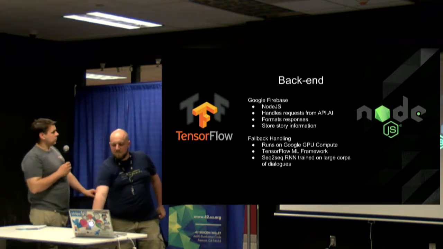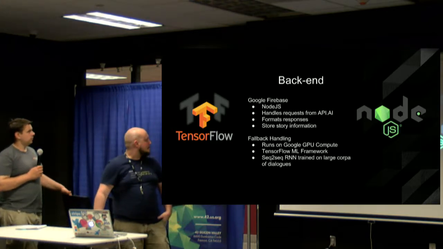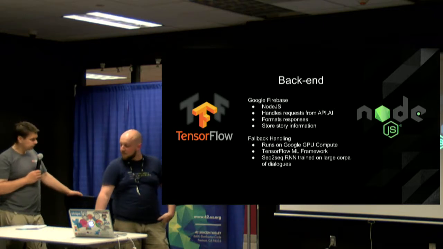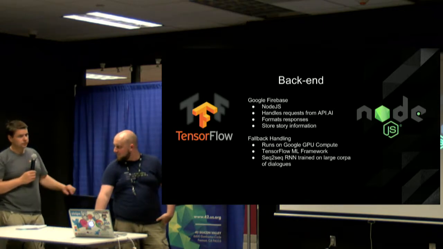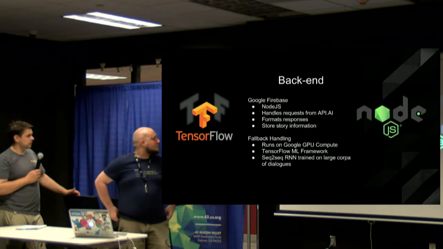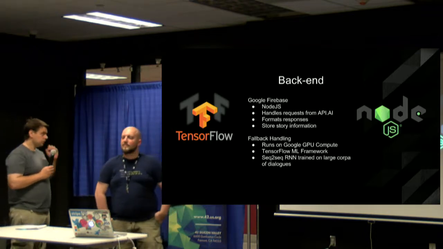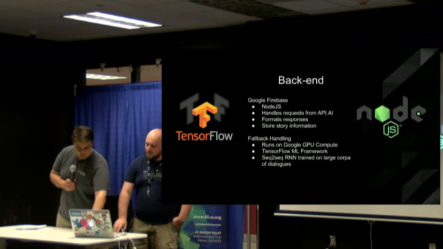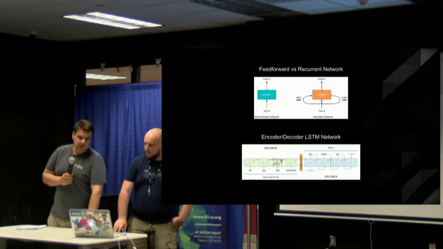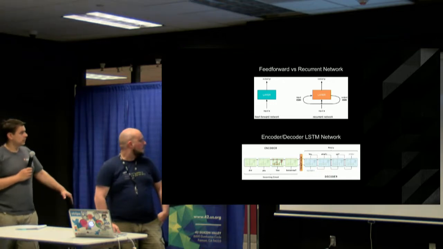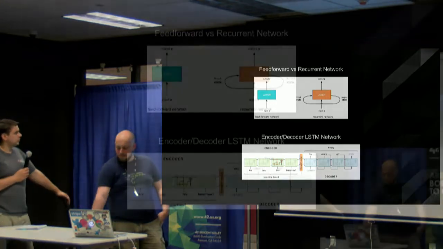Okay, so technologies that are being used on the backend: it's Google Firebase, and also, as we showed before, there is Google GPU compute based on TensorFlow. There is a sequence-to-sequence recurrent neural net model being trained on a large quantity of dialogues. So what are recurrent networks? What is the sequence-to-sequence model?